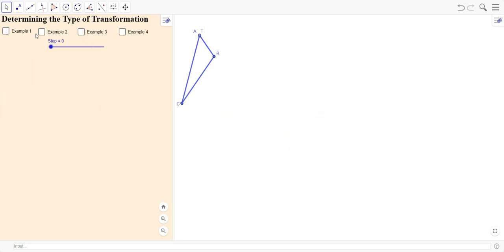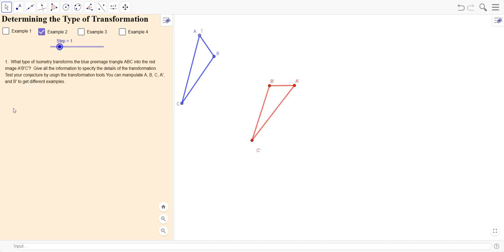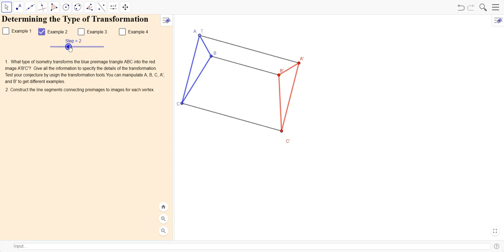All right, let's take a look at another example. Okay, is that a translation? No, doesn't look like it. Perhaps you can see that this might be a reflection, okay? You might be able to just see that. How can we tell for sure it's a reflection and where's the mirror line? Well, again, the key is to connect up those line segments from pre-image to image point.